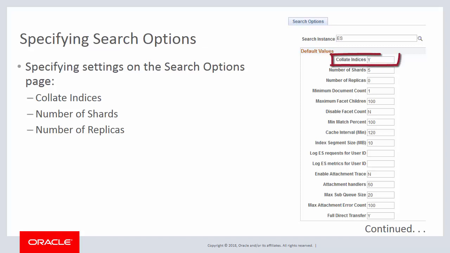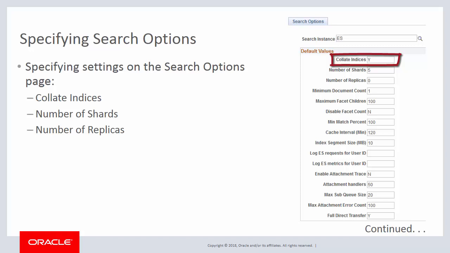Collate indices. In Elasticsearch, an index is a logical namespace. Elasticsearch enables you to group multiple search definitions as one index or a common index. The default index used with PeopleSoft is ORCL_ES_default index. Please note that all search definitions in the common index will possess the same index settings. If you want each search definition to have a unique index name, you need to answer no for this setting.